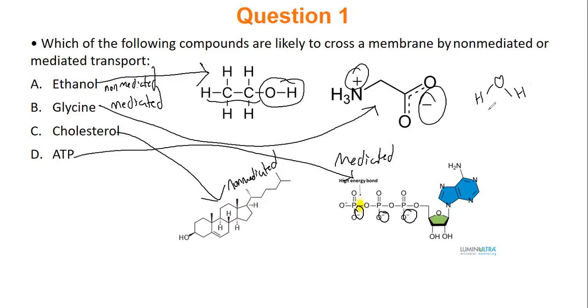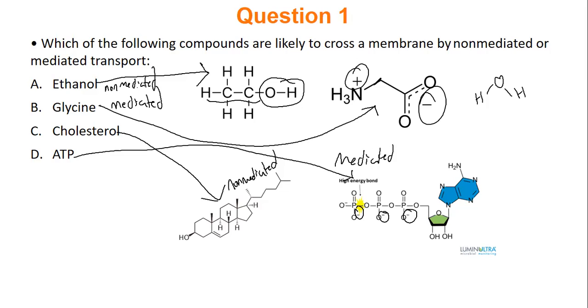It can go through the cell by itself, but it's super slow. So you need aquaporins, and that's because it's polar and there's no nonpolar component. Ethanol does have a pretty big nonpolar component, so that's why it's non-mediated. But as I said, if you put mediated for ethanol, totally reasonable.